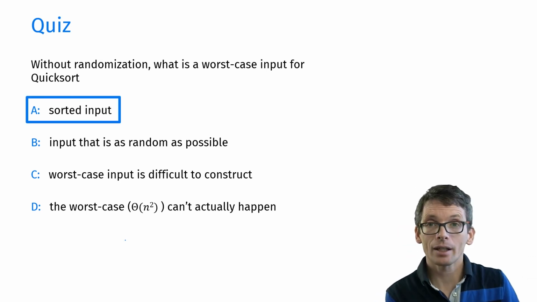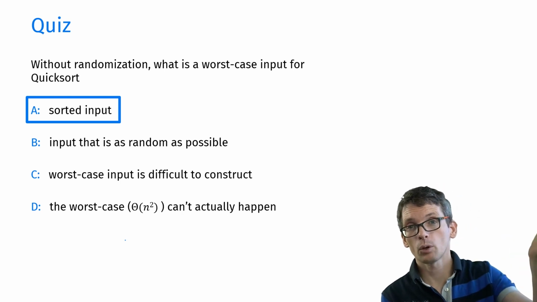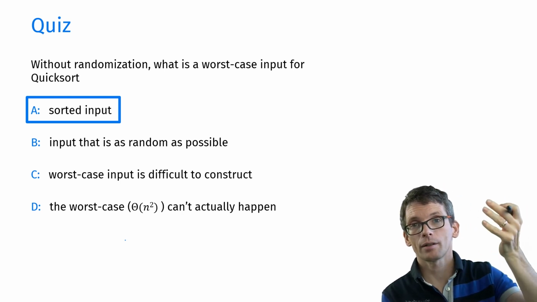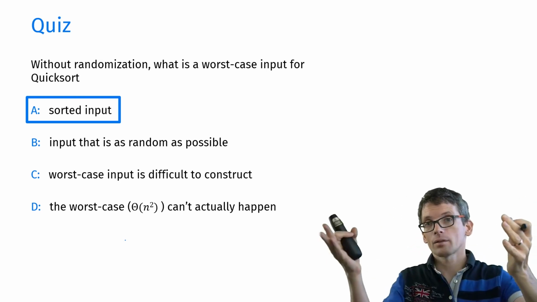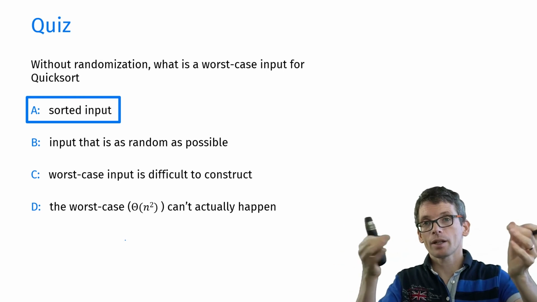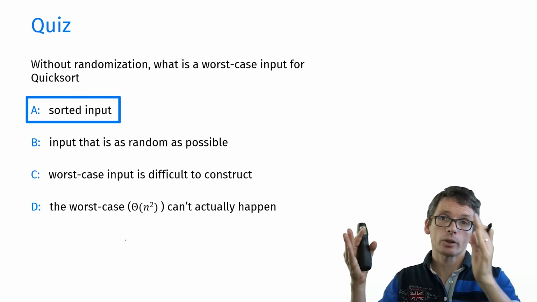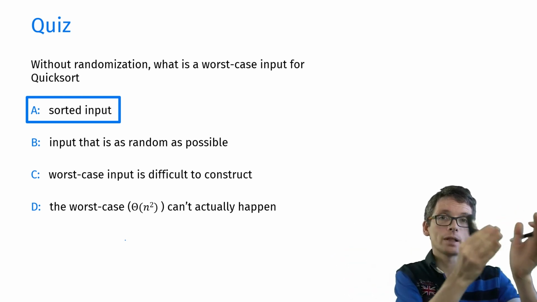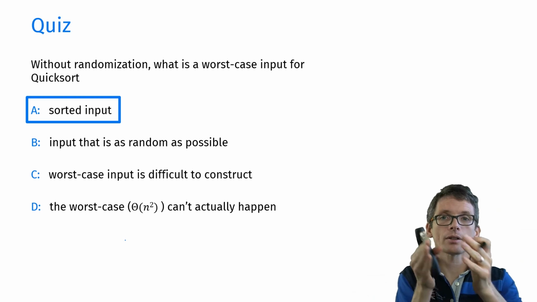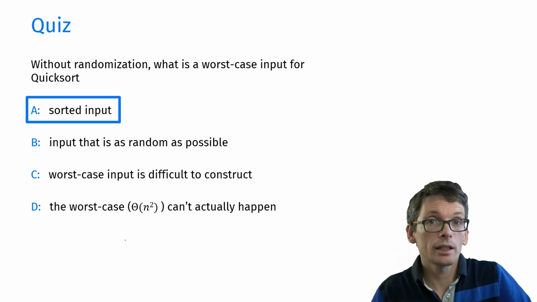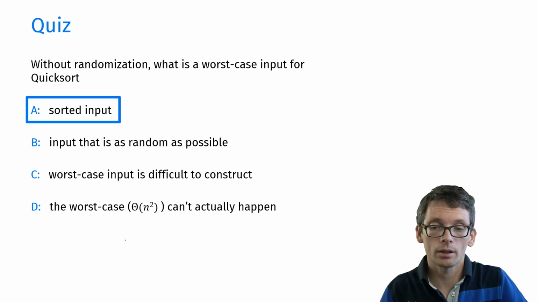The correct answer here is if it's already sorted. If it's already sorted and we don't do any randomization, then the pivot that we're picking will be the last element. So the partition will not split anything. Everything is smaller or equal to my pivot. And that continues further because the next time I want to partition, I use the second largest, the third largest, and so on. So I can indeed get quadratic running time in that setting. So randomization is a good idea.